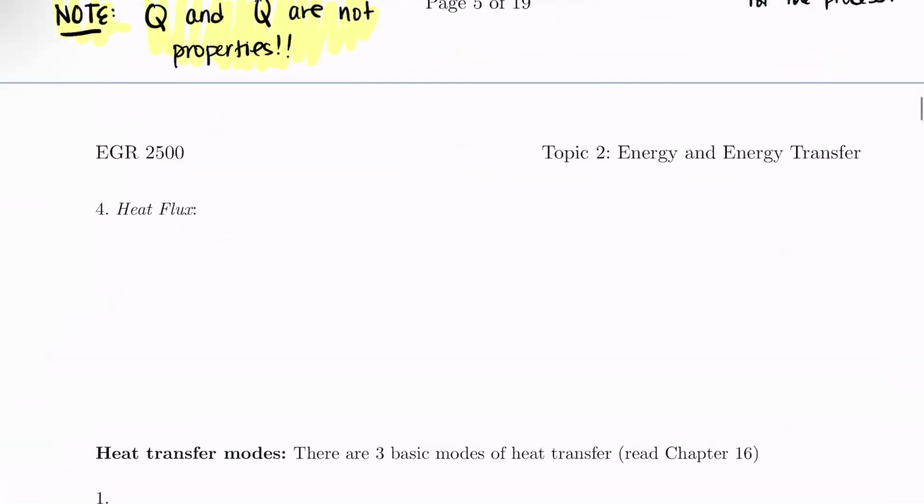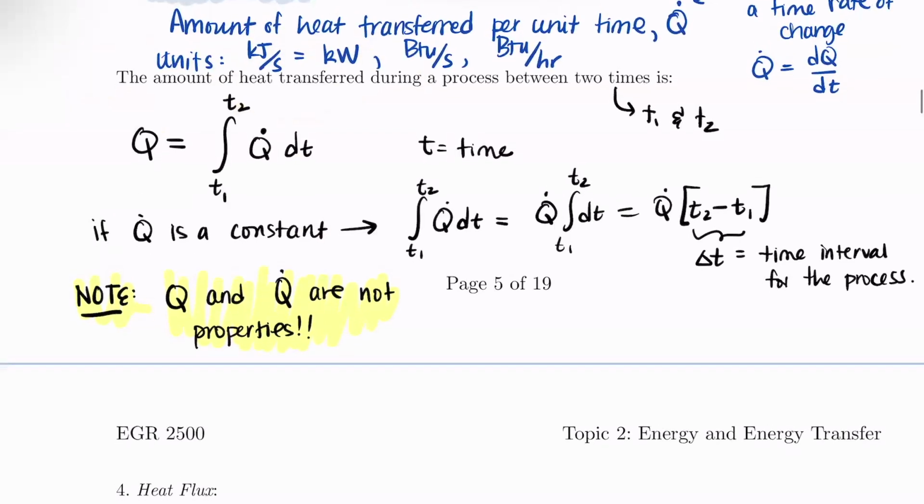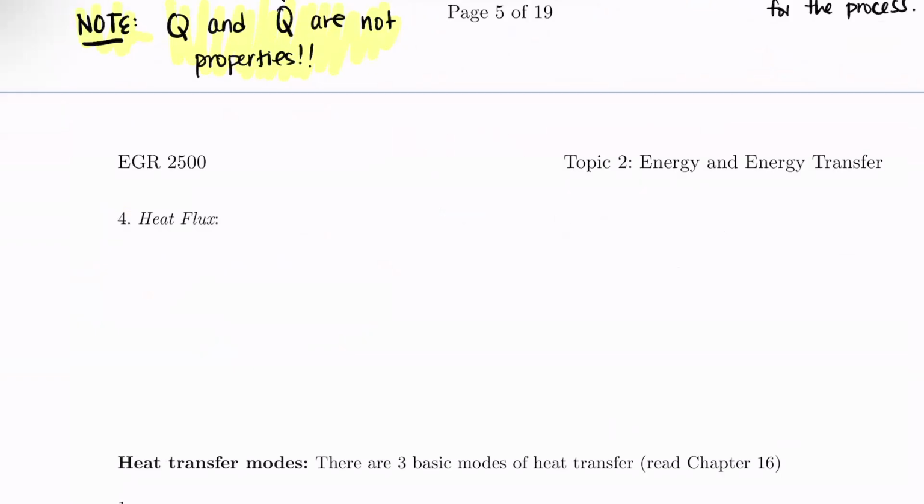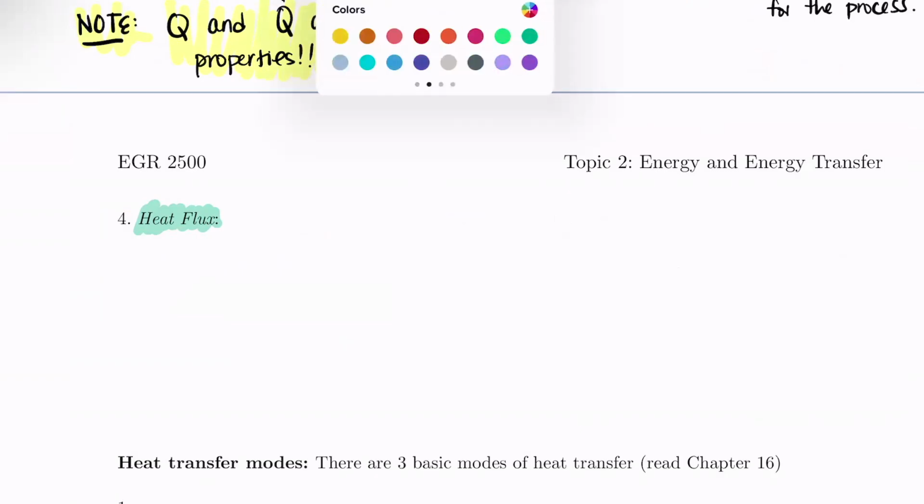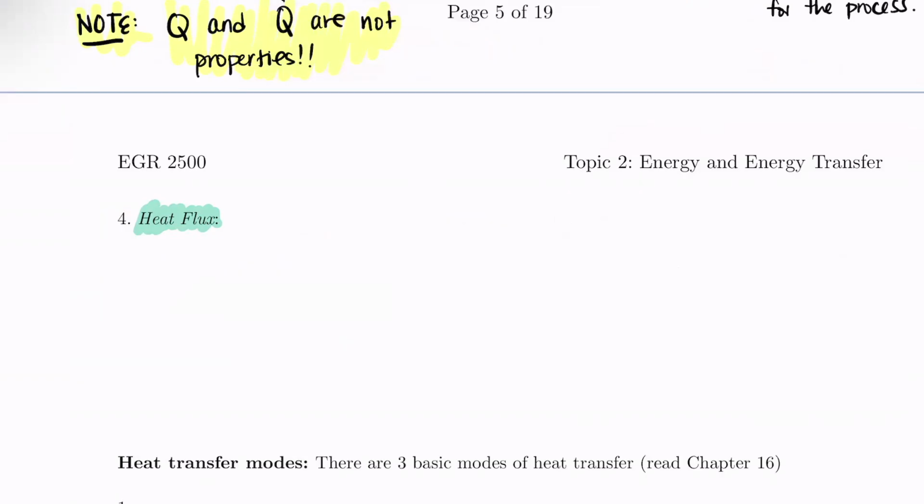Okay. Another term that's important is our heat flux. So we have the rate of heat transfer. We also want to know about heat flux. And heat flux is the rate of heat transfer per unit area. All right, so instead of per unit time, now we're talking about rate of heat transfer per unit area.